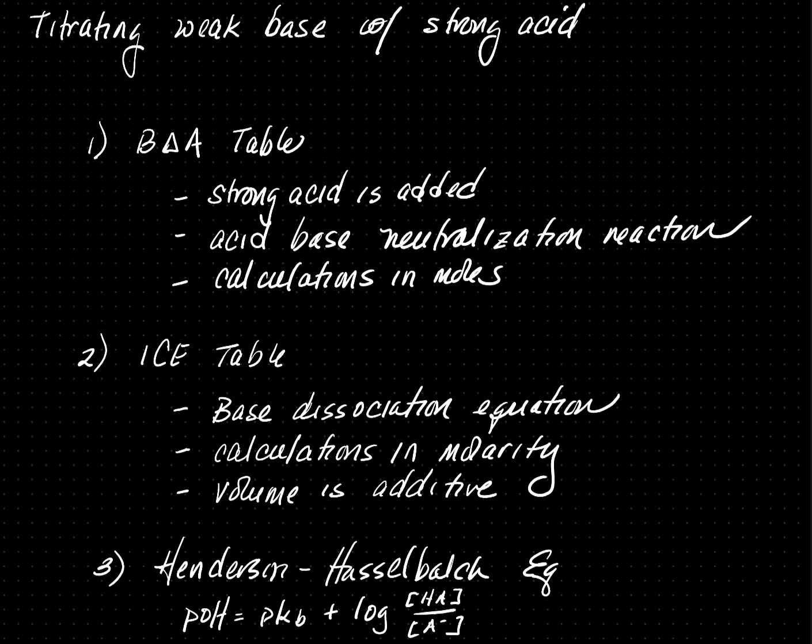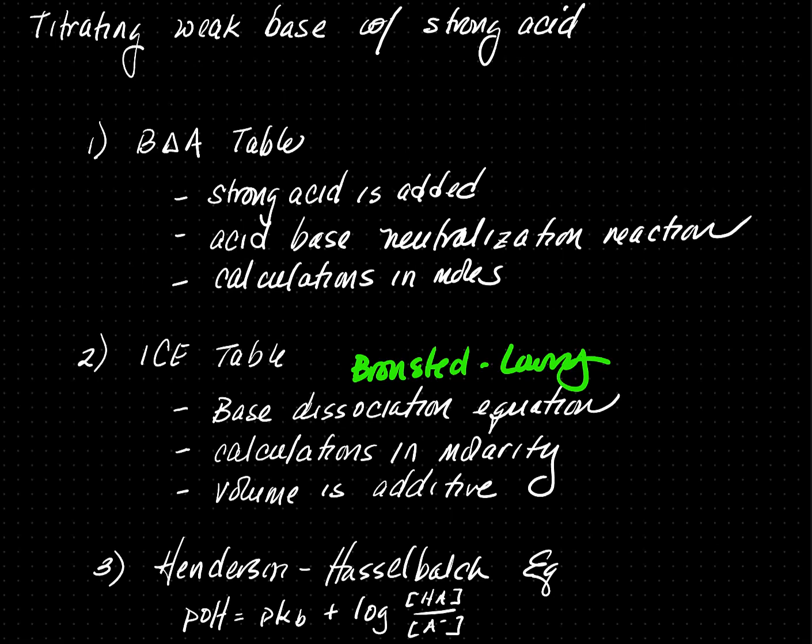Afterwards, we write an ICE table. The ICE table equation has to be a base dissociation equation. If you cannot dissociate the base, write a Bronsted-Lowry acid equation. You will get the same equation in which the water will behave like an acid. The calculations must be performed in molarity.